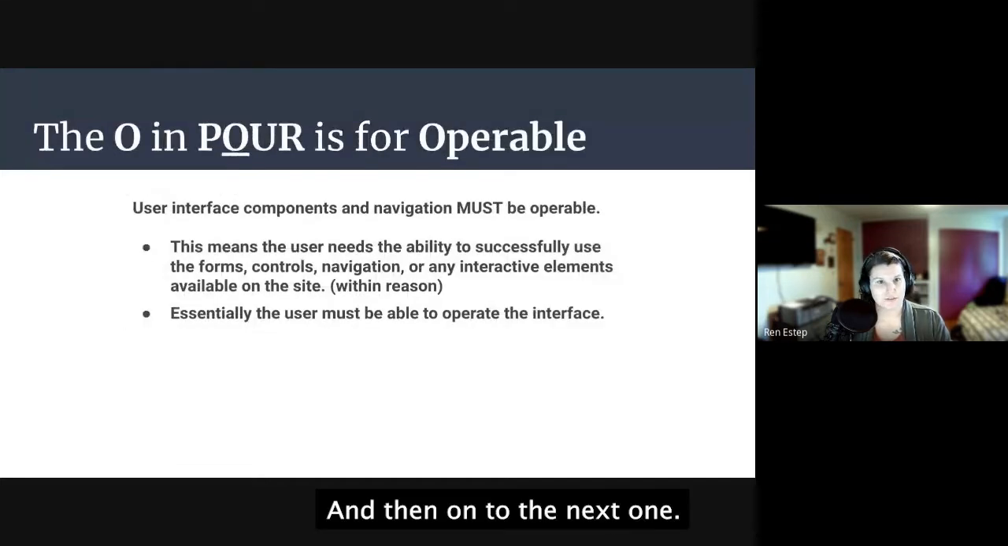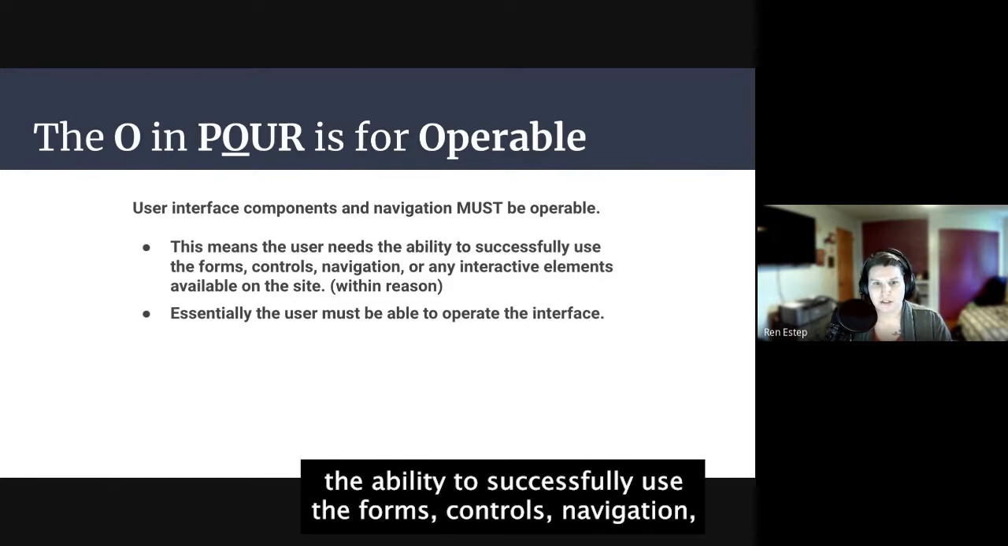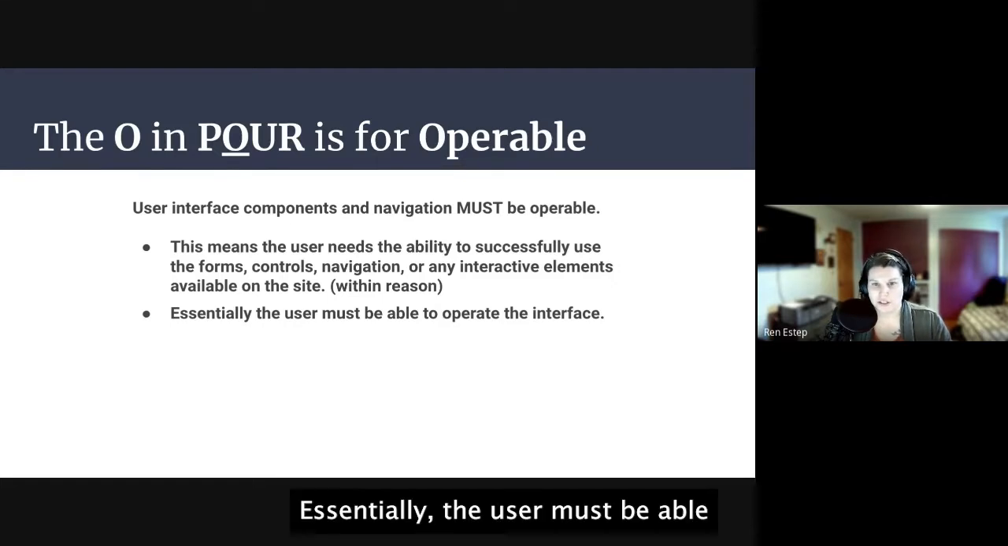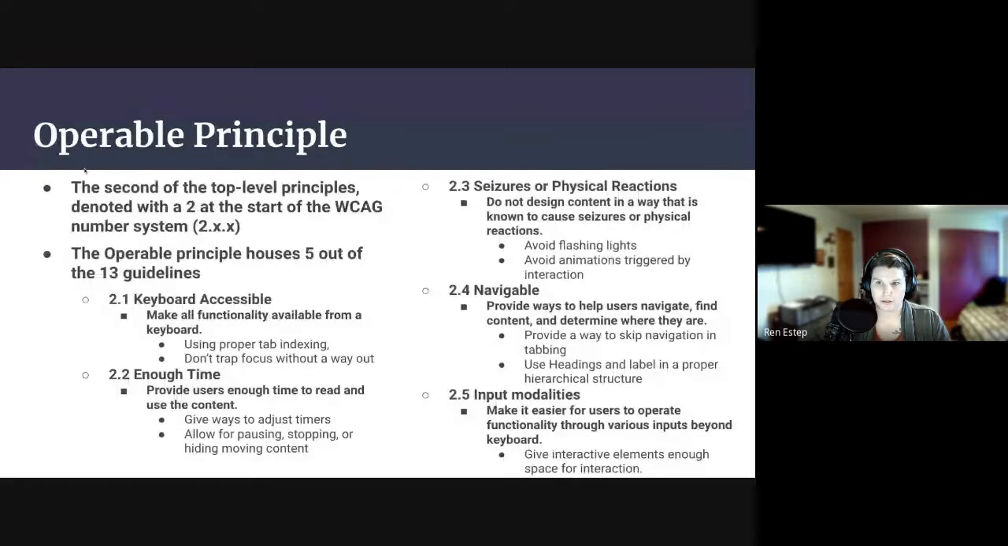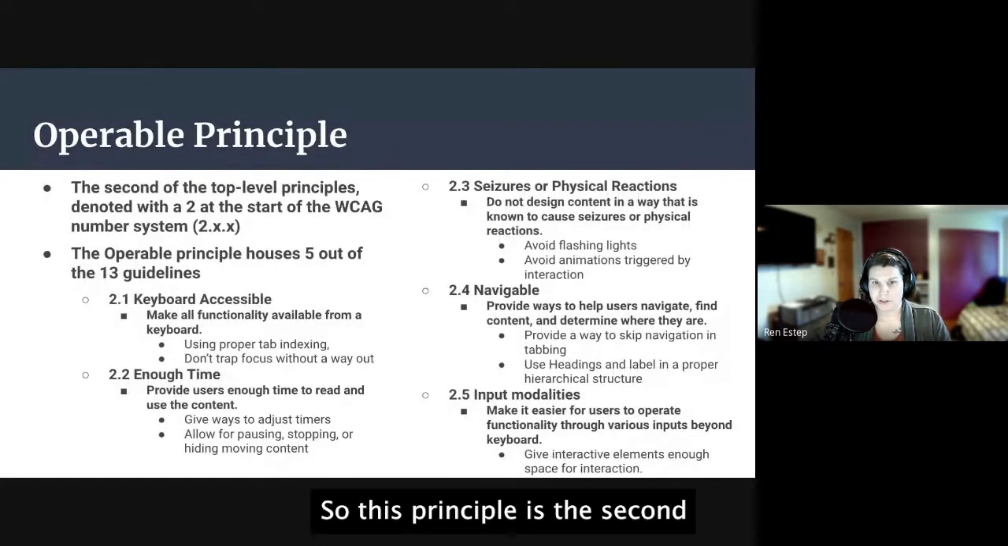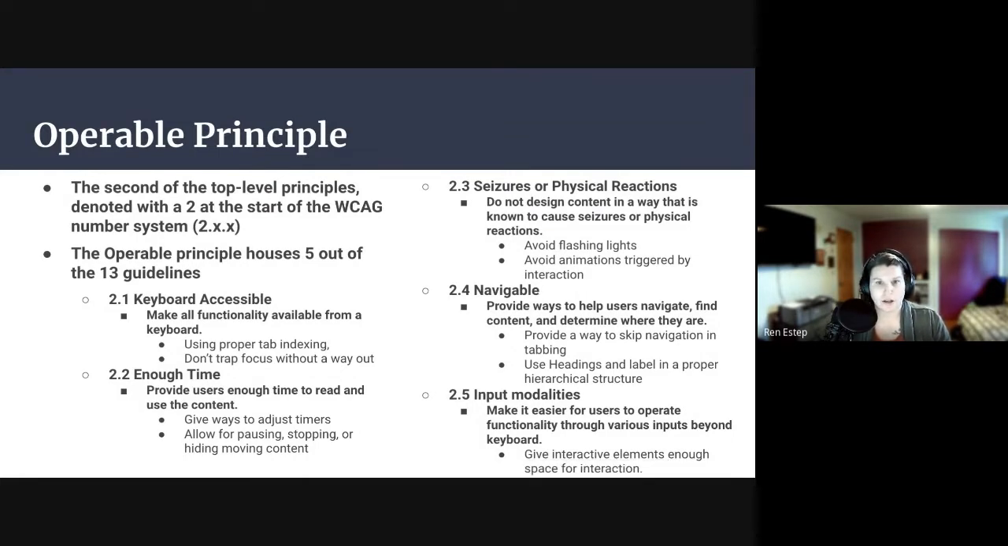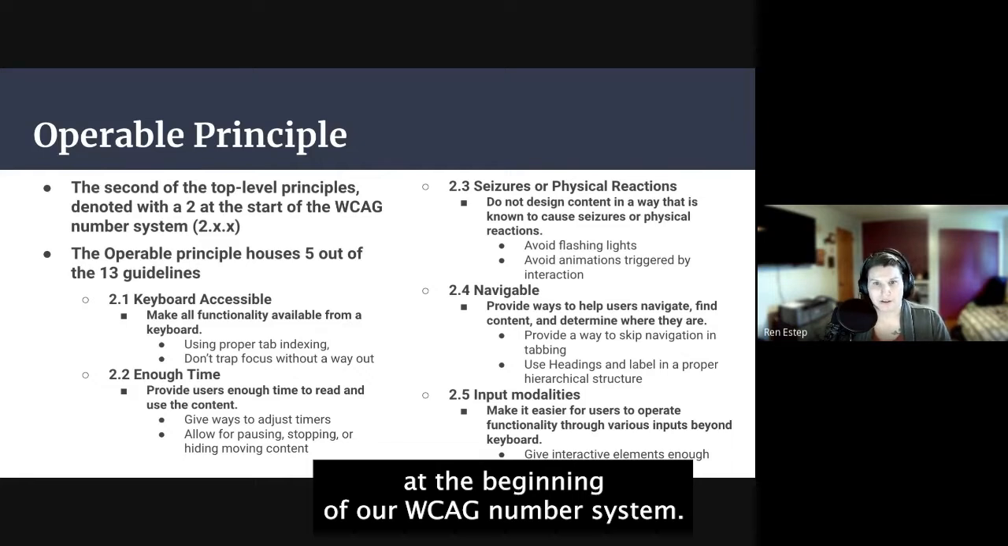And then on to the next one. The O in POUR means operable. User interface components and navigation must be operable. This means the user needs the ability to successfully use the forms, controls, navigation, or any interactive elements available on the site within reason. Essentially, the user must be able to operate the interface. So this principle is the second of the top level principles, also denoted with 2 at the beginning of our WCAG number system.